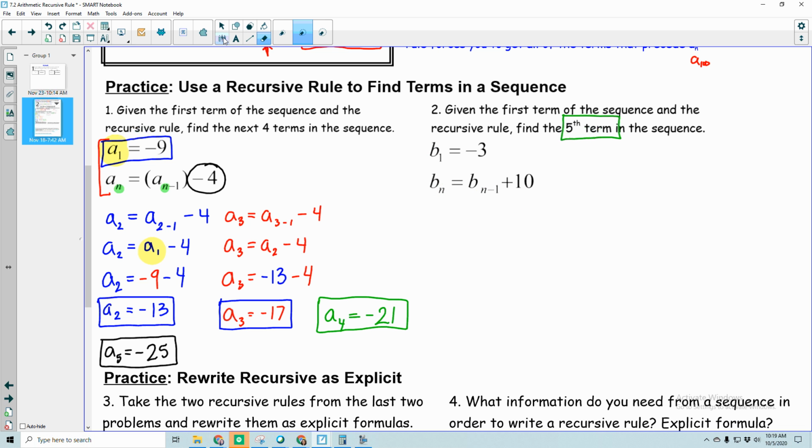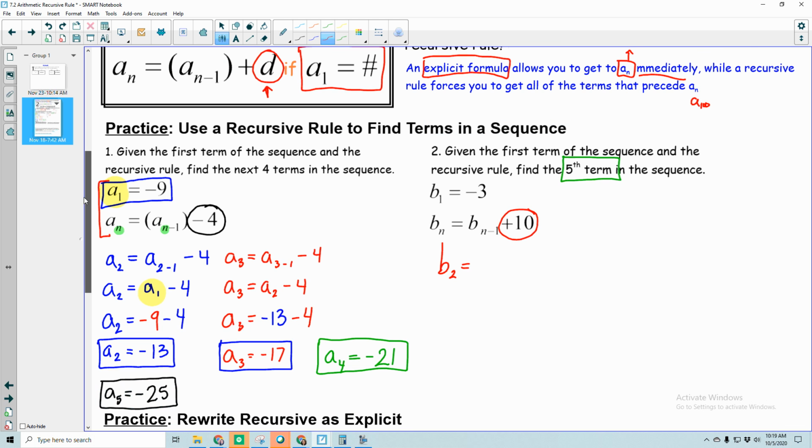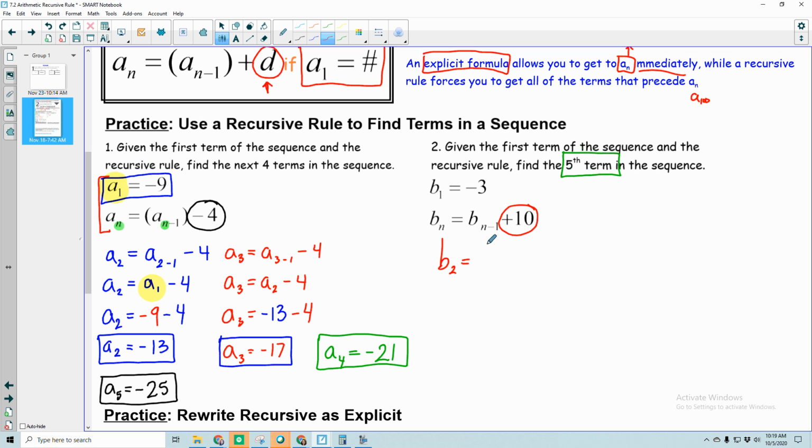Okay, so I would have to start out by finding b sub 2. What's the second term in the sequence? I could go through using the formula, but from what we just learned, I just look at that number that's at the end, and this is the pattern, this is d. So I'm just going to add 10 to get the next number in the sequence. So negative 3 plus 10 gives me positive 7.